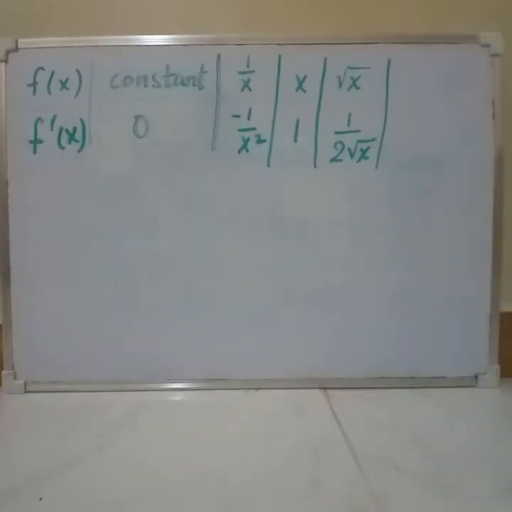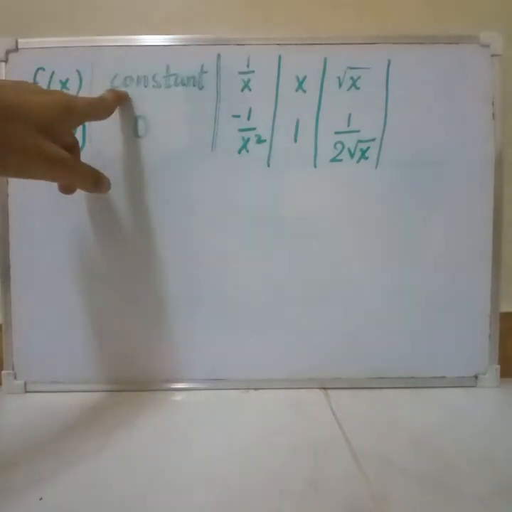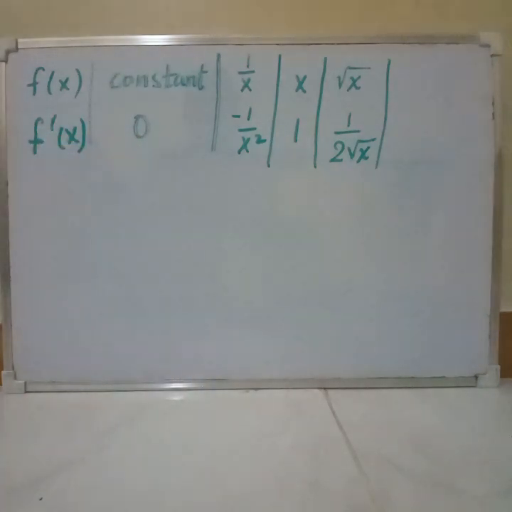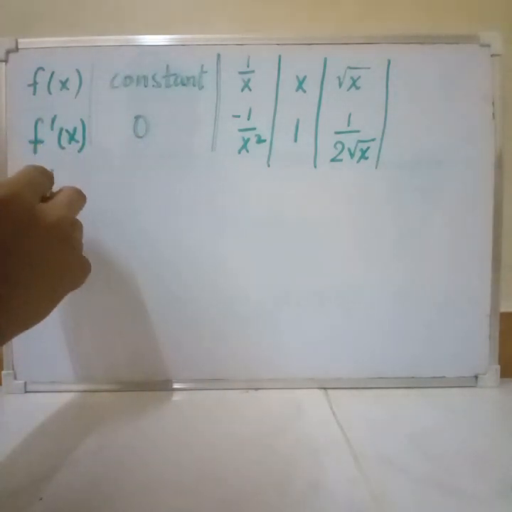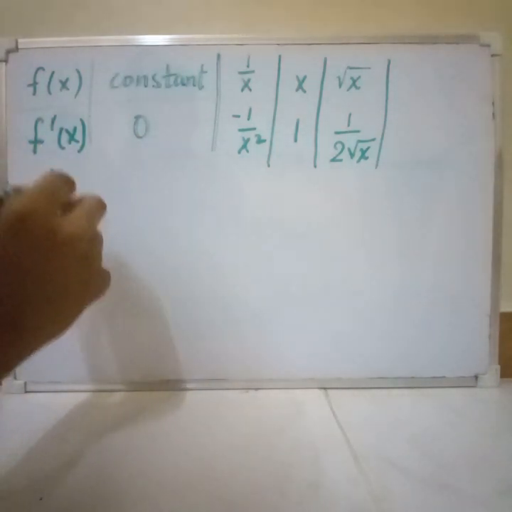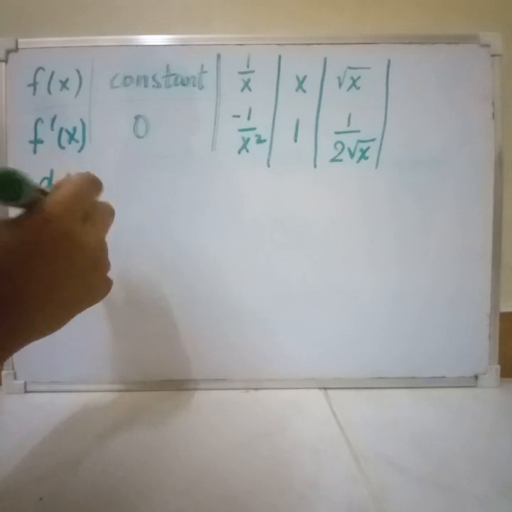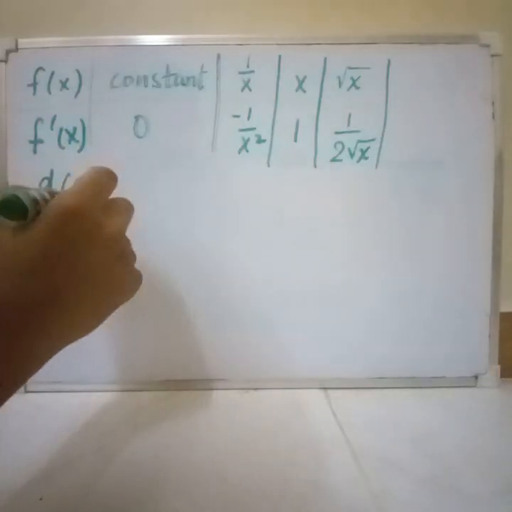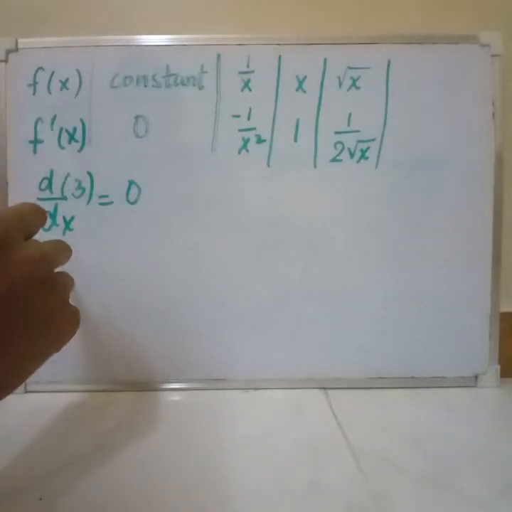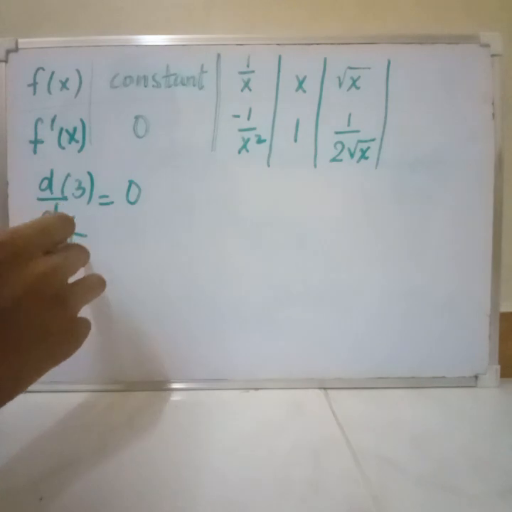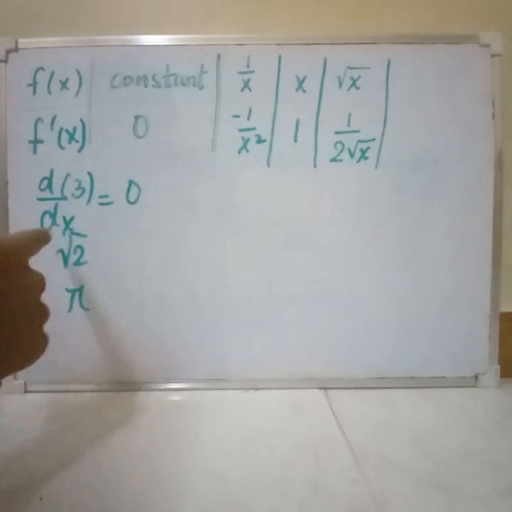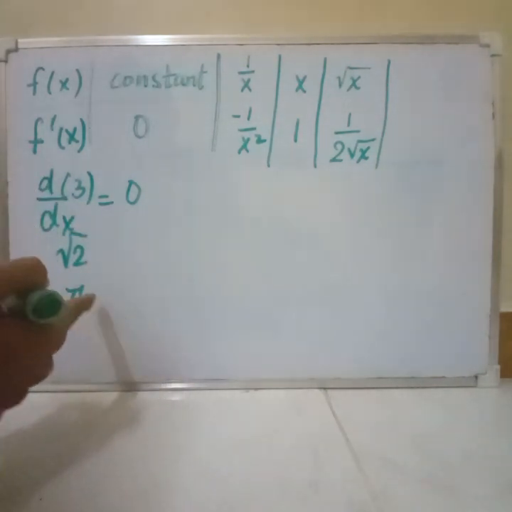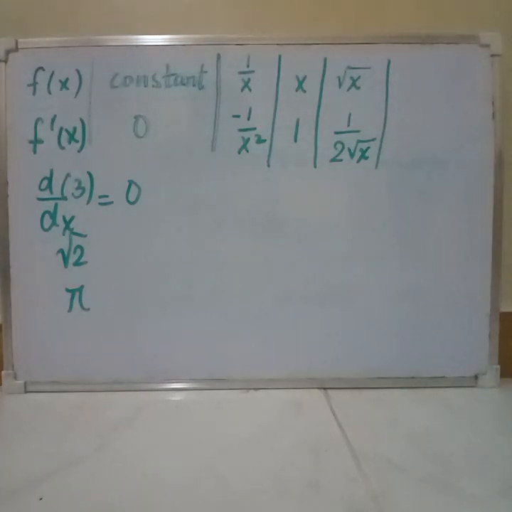So some other important formulas are here. If we are having the function f of x as a constant, the derivative of it will be 0. For example, if they are asking what is the derivative of, let's say, 3, it is a constant number. It's not a variable, so the derivative of this will be 0 itself. So instead of 3, if you are having root 2, pi, anything like this, the derivative of root 2 is 0, derivative of pi with respect to x is 0.